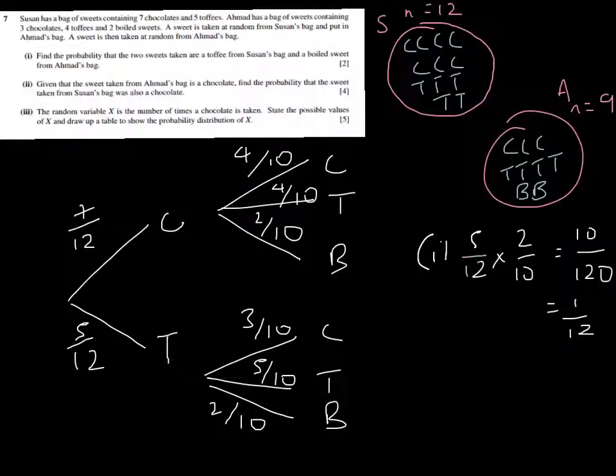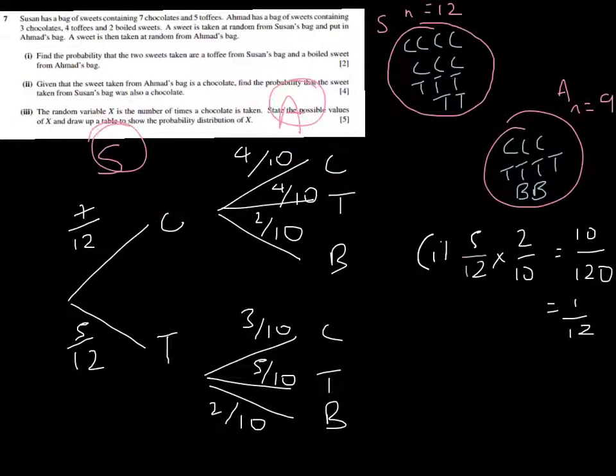It says, given that the sweet taken from Ahmed's bag. So what I should do, actually, to make this really clear, is put stages above my branches. That's Susan's bag there, and the second one here is Ahmed's bag, right? So given that the sweet from Ahmed's bag is a chocolate, which could be there or there, right? Find the probability that the sweet taken from Susan's bag was also a chocolate, so there.